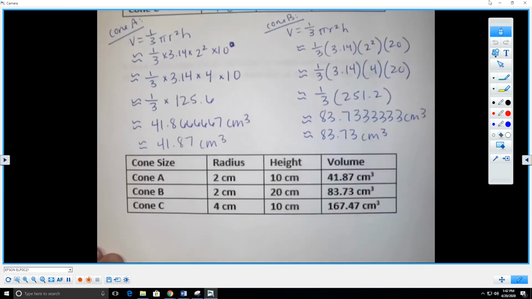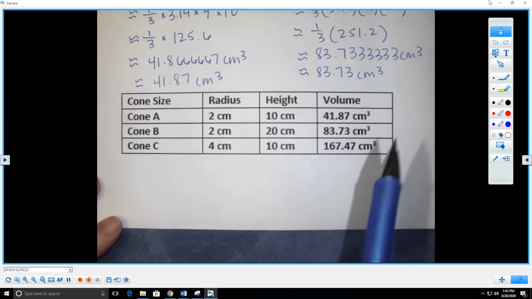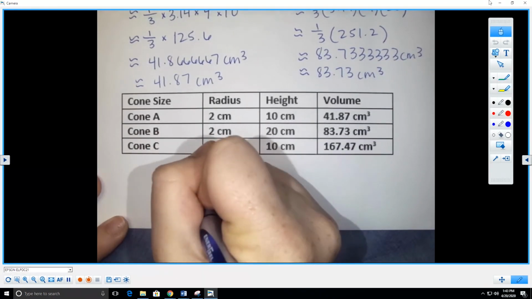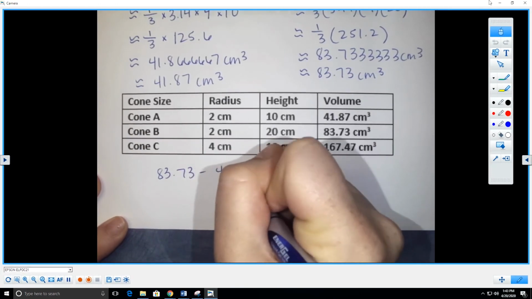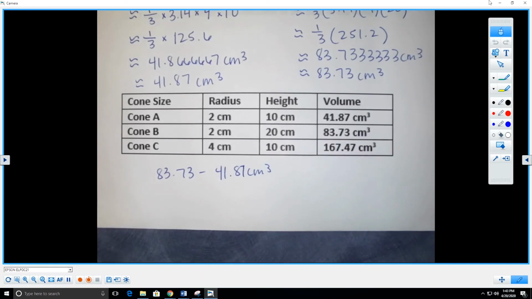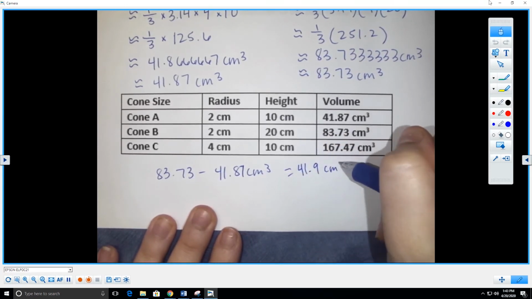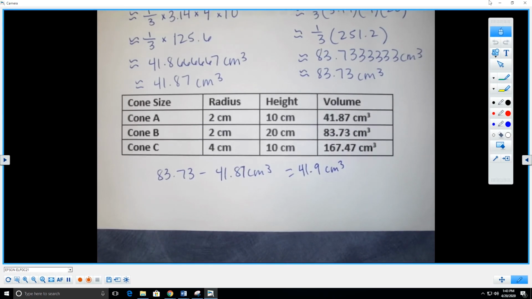All right, so you should have the volume of cone C, and your table should look like this. So now that we have this information, we can better evaluate the size, shape, and volume of our cones. For instance, how much greater is the volume of cone B than cone A? So we can just subtract those two values. This is the volume of cone B minus the volume of cone A. So see if you can get the answer and round to the nearest tenth. Did you get 41.9 centimeters cubed? Great job.